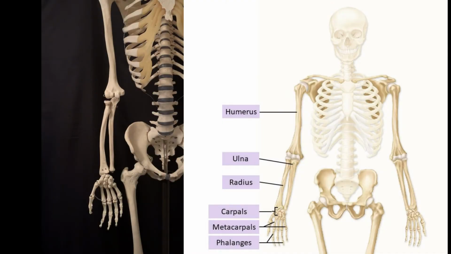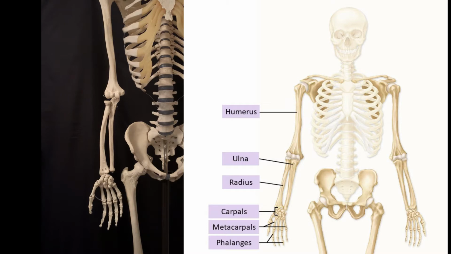Each upper limb consists of 30 bones. The arm has one bone, the humerus. The forearm has two parallel bones, the radius and the ulna. The wrist is composed of 8 bones, which are referred to as the carpals. The hand has 5 metacarpals, and the digits are composed of 14 phalanges.